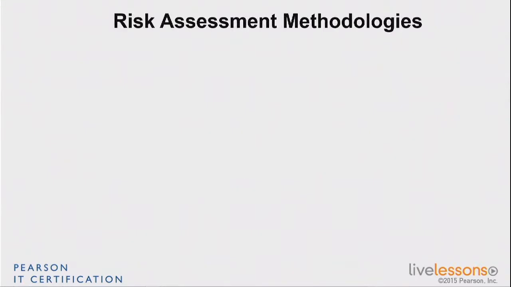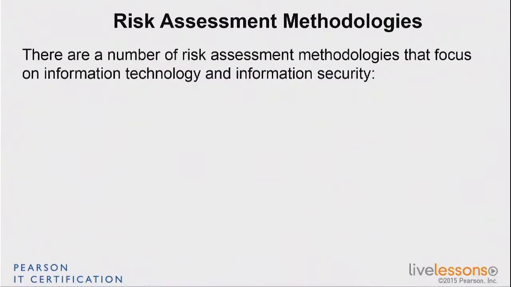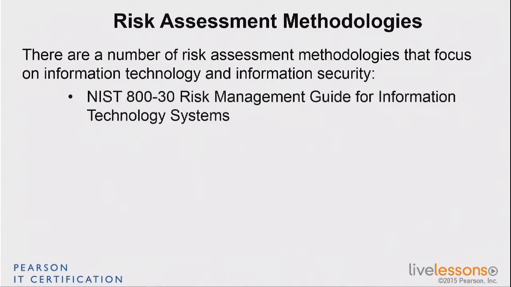Now, there are a number of different risk assessment methodologies that focus on information technology and information security. Remember, risk assessments happen in all types of disciplines, certainly not just in information security. So different disciplines have different methodologies. But there are a couple that are really very focused on the areas that we're working on, which are technology and information security. The first is the NIST, remember National Institute of Standards and Technology, 800-30, Risk Management Guide for Information Technology Systems. So that's NIST SP, Special Publication, 800-30.